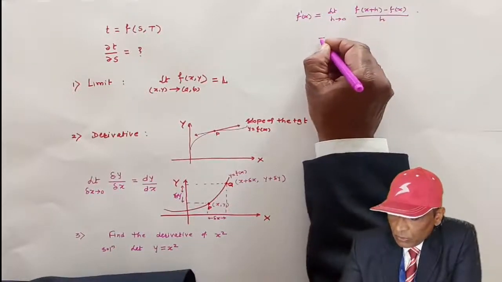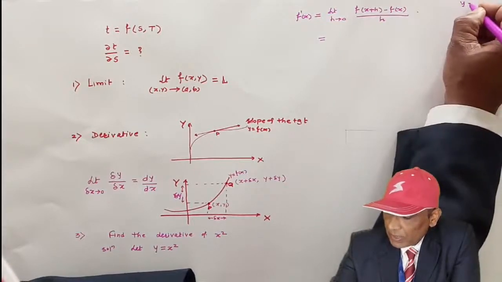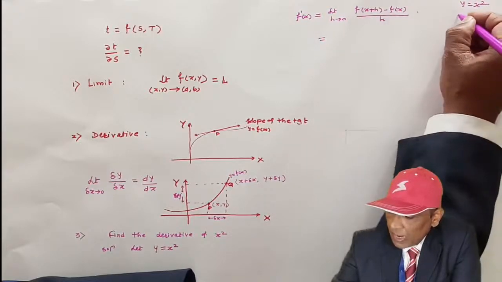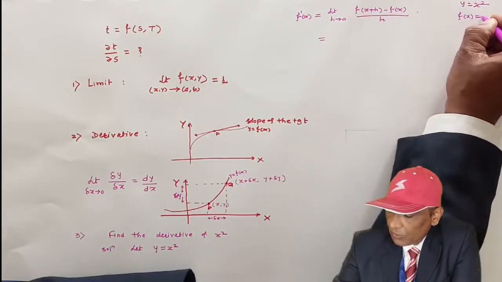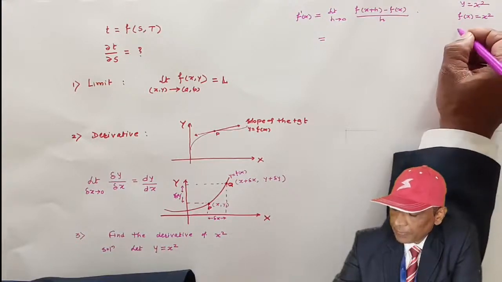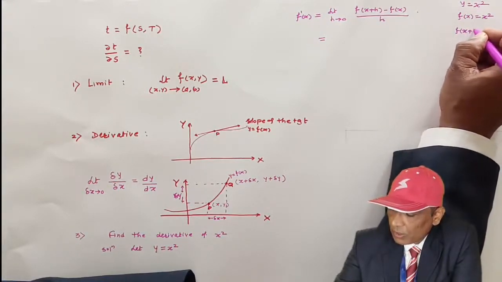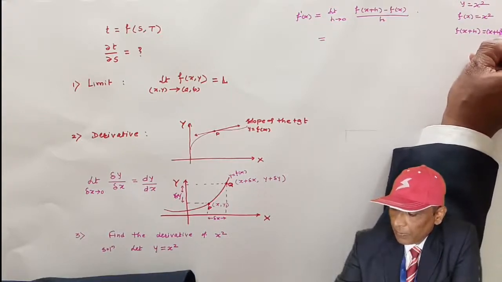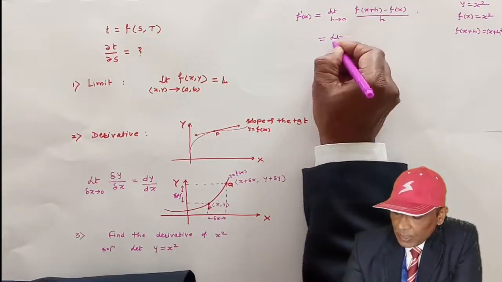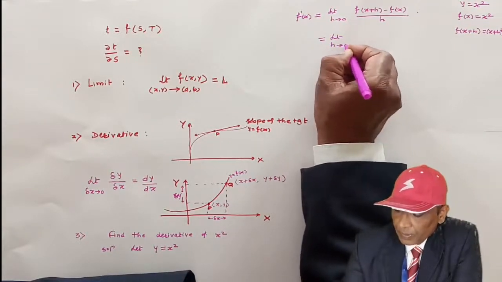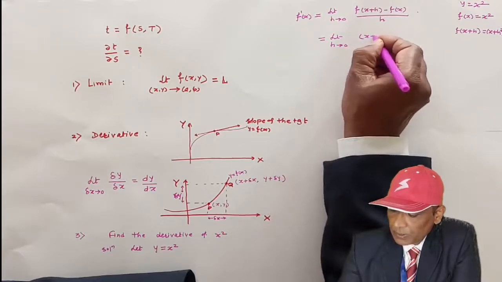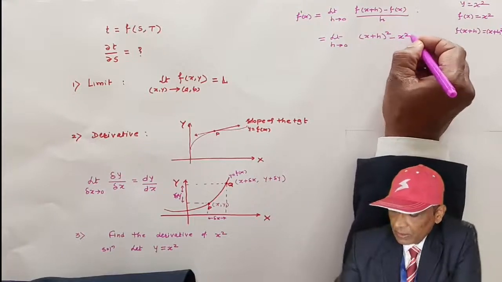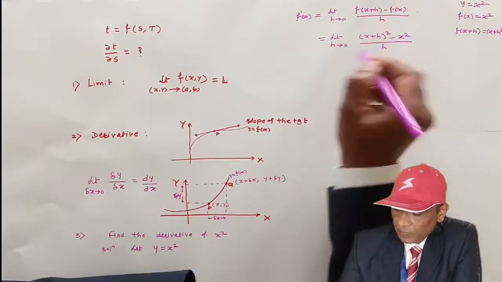Now y is equal to x square, it is known to you. Then f of x plus h means, f of x is x square. Y is equal to f of x, f of x is x square. The f of x plus h is what? X plus h whole square. The value of f of x plus h I am putting, that is x plus h whole square, minus f of x is x square, this divided by h.